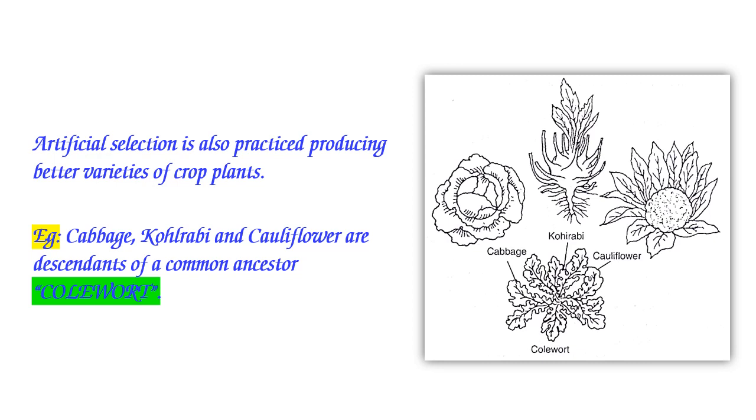Like that. So now, for example, for this statement: cabbage, kohlrabi, and cauliflower are descendants of a common ancestor called wild cabbage. From that plant, all these three, cabbage, kohlrabi, and cauliflower, are developed.